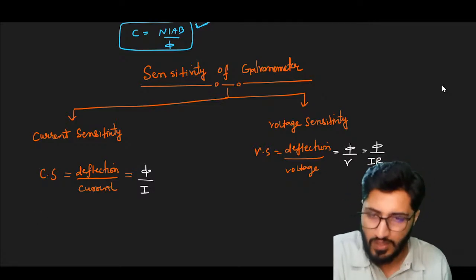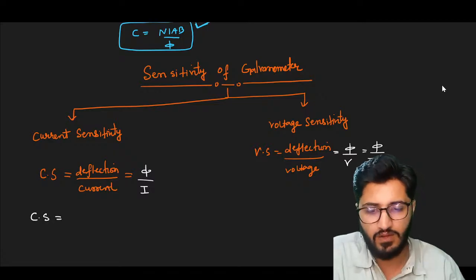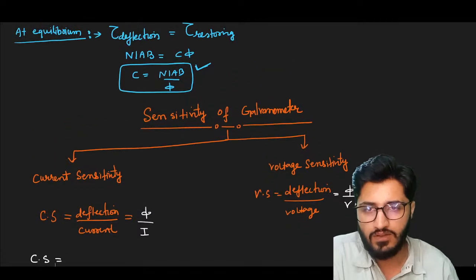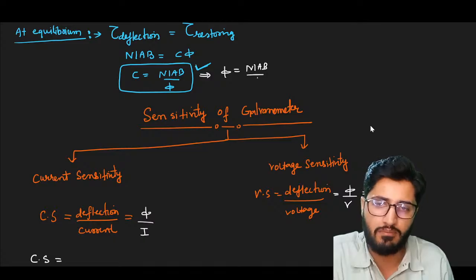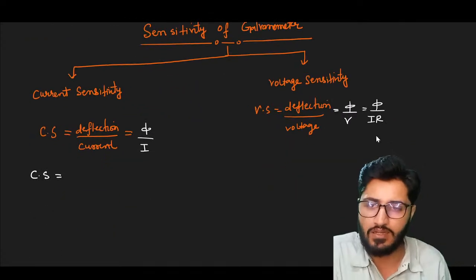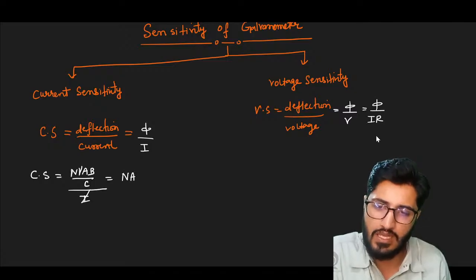Okay. One more thing. CS, current sensitiveness. What is phi? I guess phi from this particular equation I will get. So phi came out to be N I A B by C. So can I write here, it is N I A B by C whole divided by I. I cancels out. So my answer came out to be N A B by C.